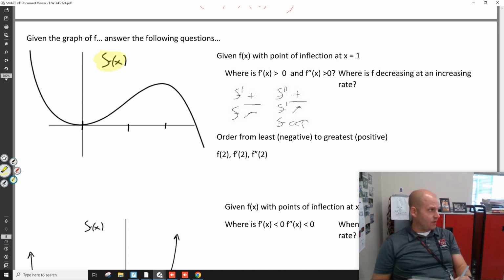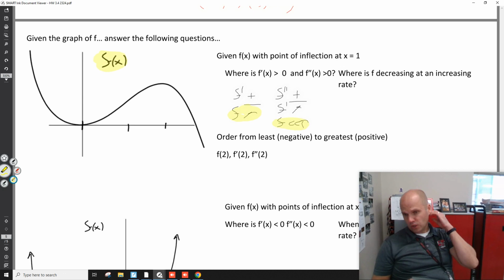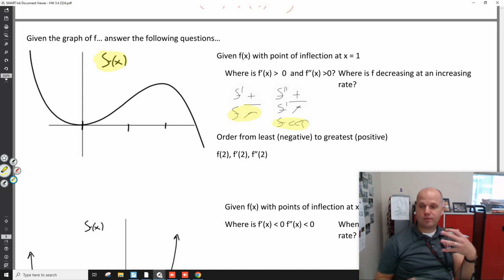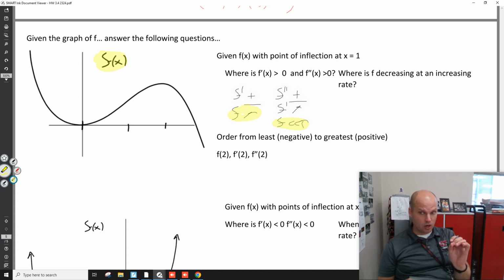Okay, what do I have? The graph of F. Let's look at the graph of F. When is F going up and concave up? Okay, so I actually have to look at the curvature of this graph, how it's curving as it's going up and down.